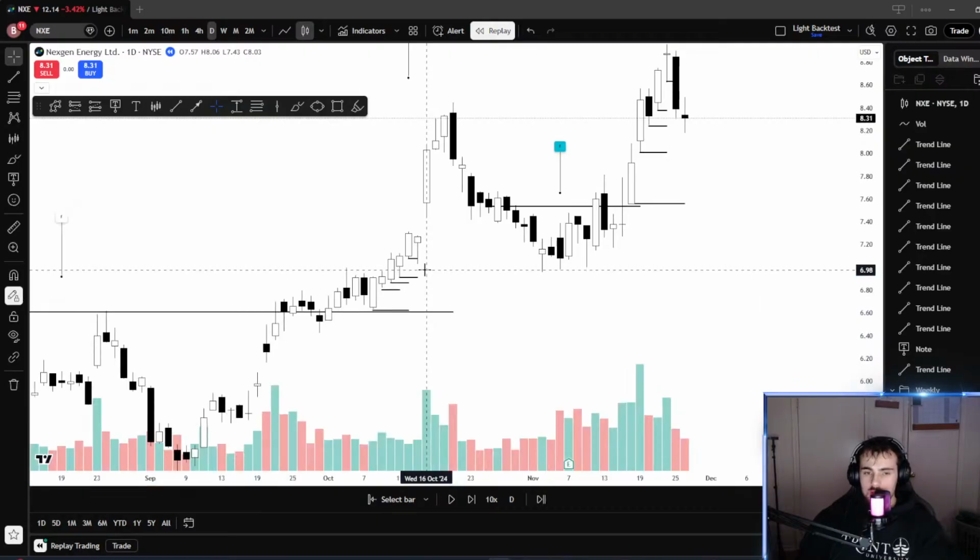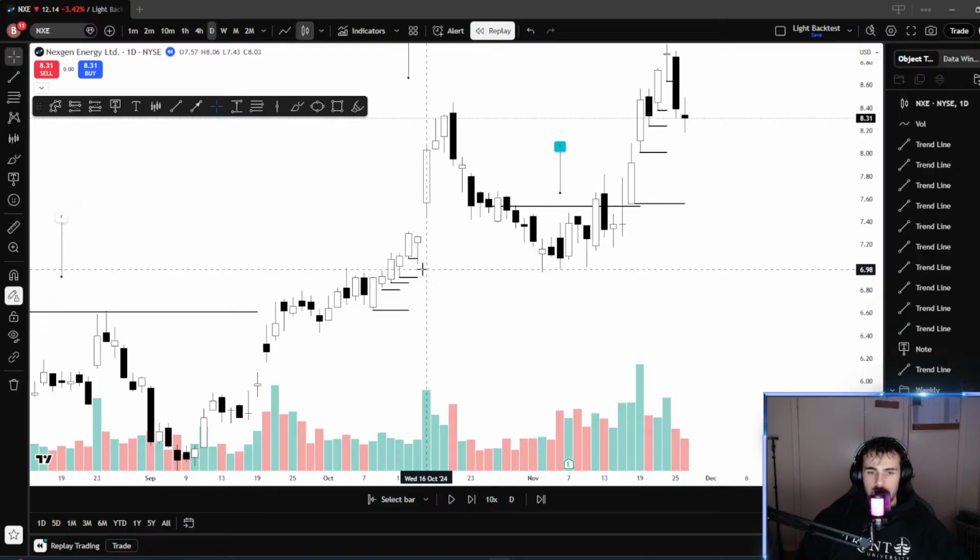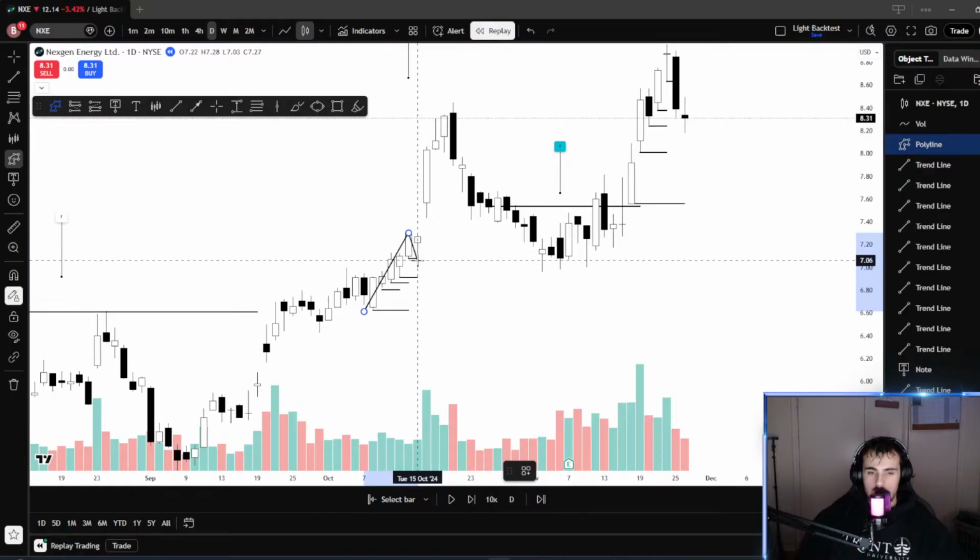I'm going to get rid of this rectangle so it's not in the way. Get that out of here. This candle right here came below the previous candle's low. So I know this was a pullback. So I know that this could be its own structure leg.